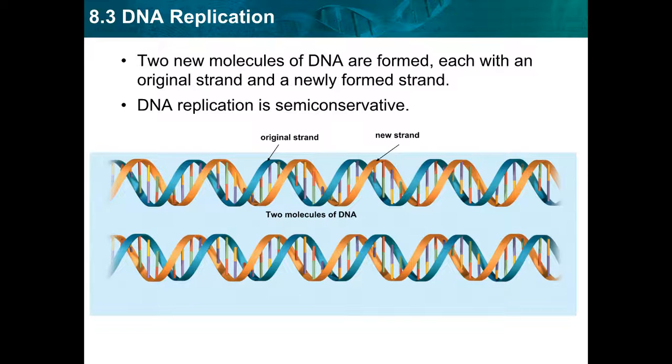The way that we talk about this is that we say DNA replication is semi-conservative, or DNA is semi-conservative. And what that means is that for each molecule of DNA, it's going to have one original strand that it saves or conserves, and one brand new strand that was just formed.